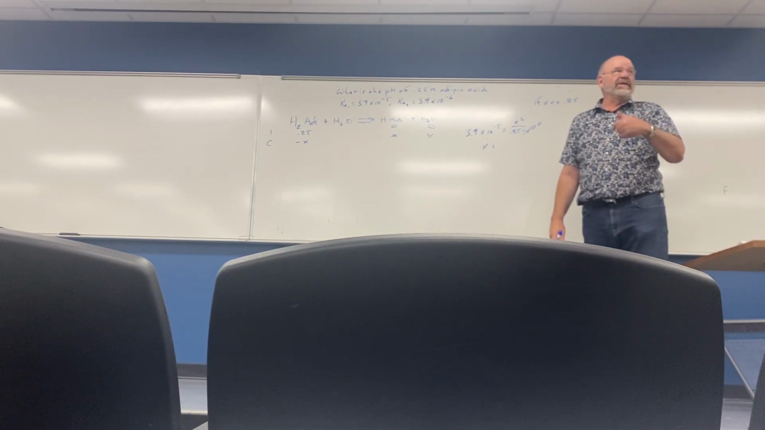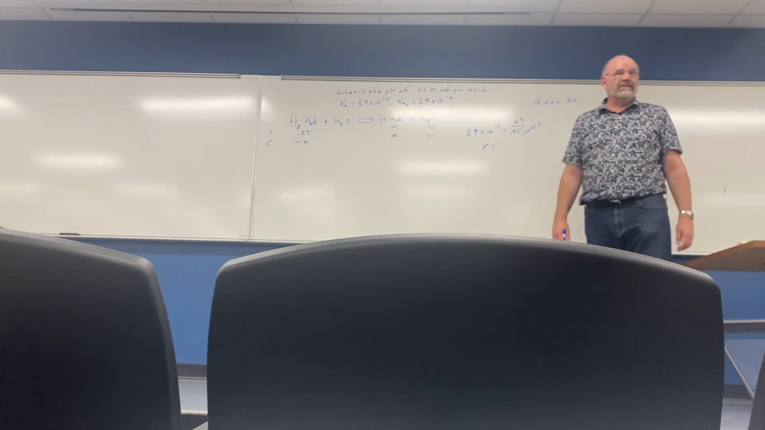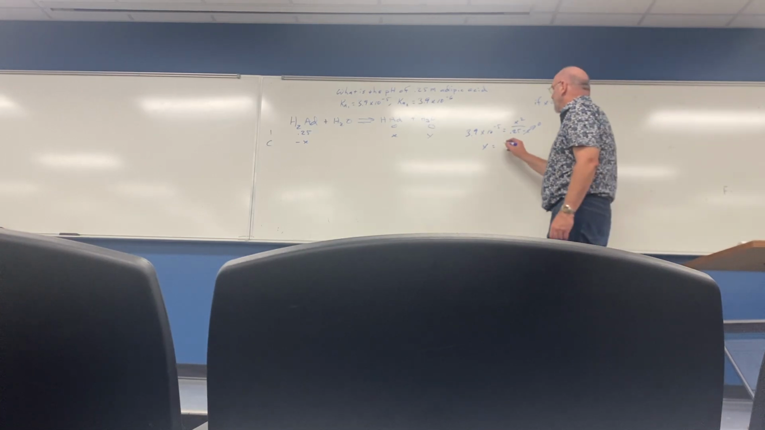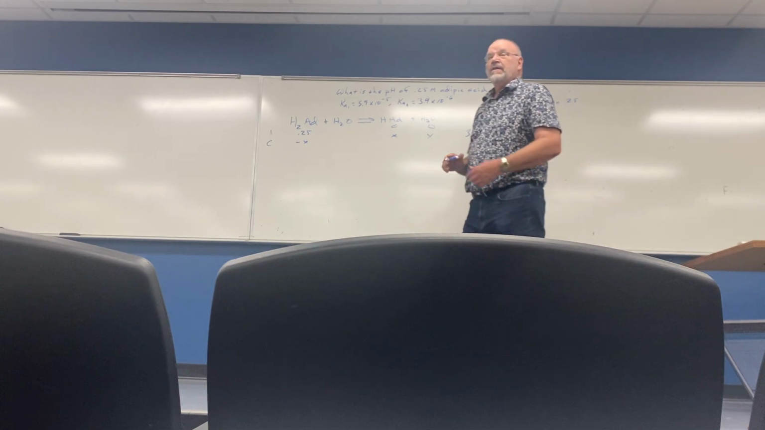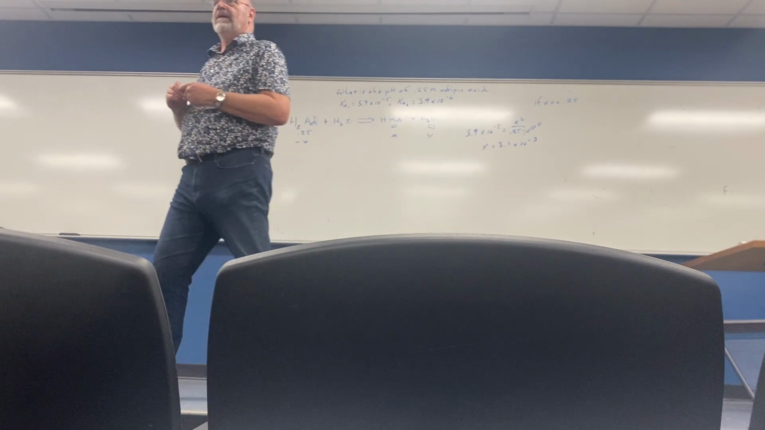And when we solve for x, we get, I saw 3.1 times 10 to the minus 3rd back there. What you got? That? Okay. Yeah, that's right. Okay. What do I do with that? Negative log.